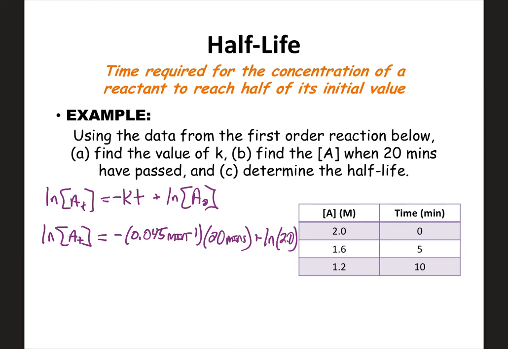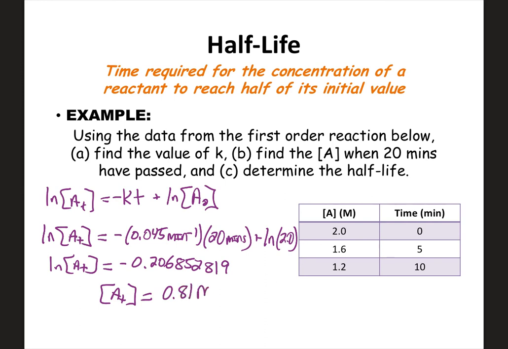All right, so again, you just got to be careful with your math here. I'll show you what I got here as my intermediate step. Natural log of the concentration at a particular time is equal to negative 0.206852819. So you'd have to do the second ln times that answer, hit equals, and then you should get the concentration here at this particular time with correct sig figs and units should be 0.81 molar. This is a concentration, so your units need to be molar here. All right, so that takes care of part B.